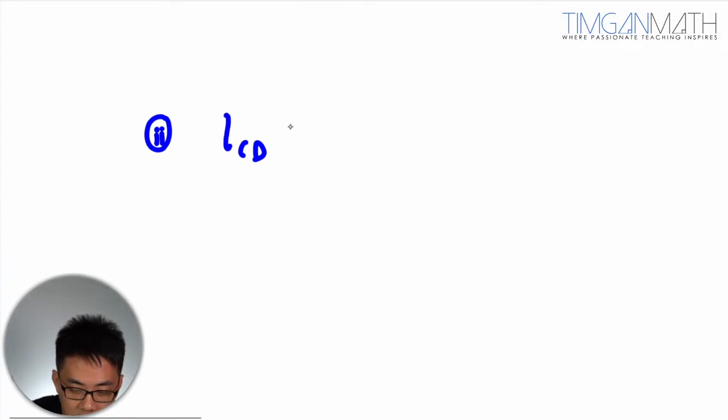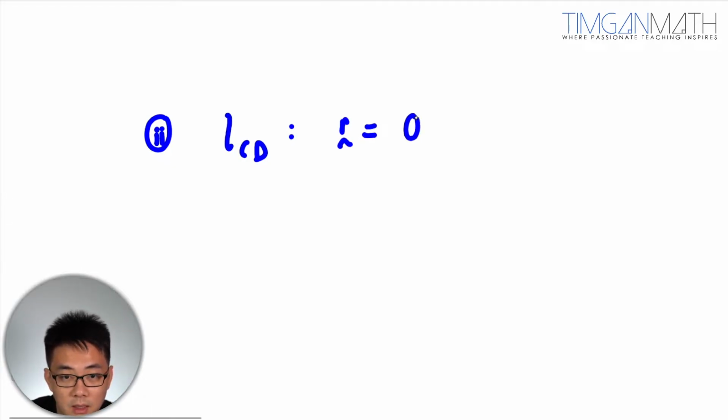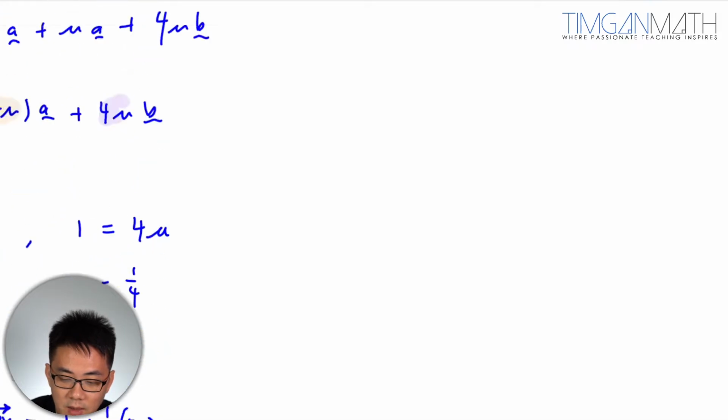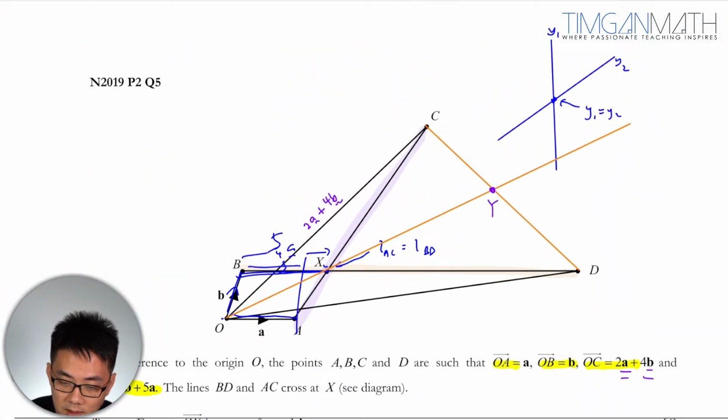So line CD, we know that actually just r equals OC. I think OC will be it, it doesn't matter whether OC or OD, plus, let's say lambda, mu, and I'm just going to use gamma, gamma CD. Okay. Now the problem now is I need to find the intersection between this line here and this line here to find what's my OY, right? So that's why I need to find the line CD here.